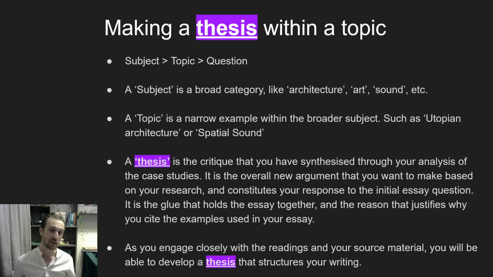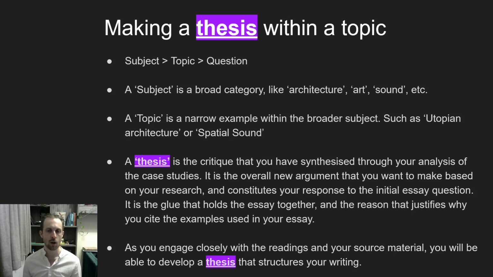The subject of your essay will be the broad category that it fits into, like architecture or art or sound or history or something like that. The topic is a much more narrow example within the subject, such as utopian architecture or spatial sound. A thesis is the critique that you have put together, that you have synthesized through your analysis of the case studies. So it's the point that you're making.